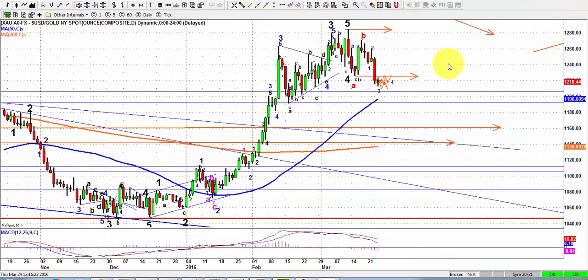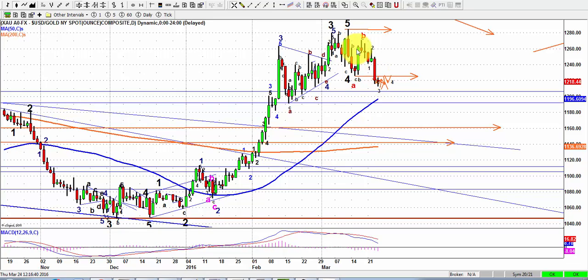Okay, this is gold. This is the daily, and I warned you that as soon as it breaks the line here, it's over. It's weak. It is, in my opinion, still likely to continue lower. It's right now at 1218.93.